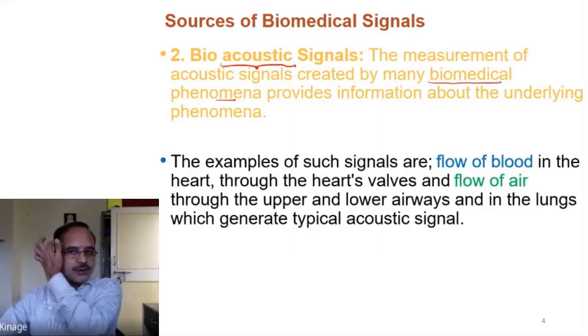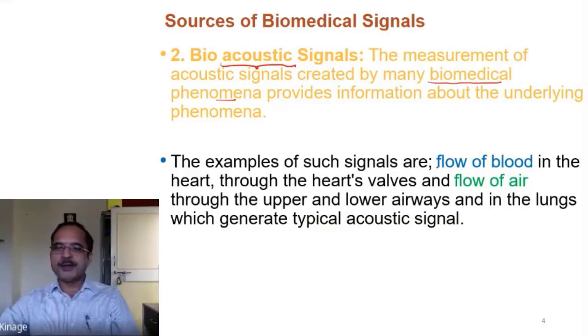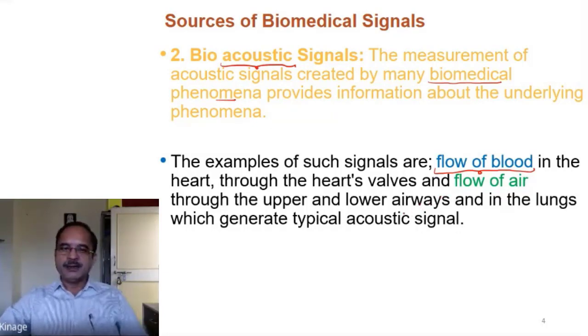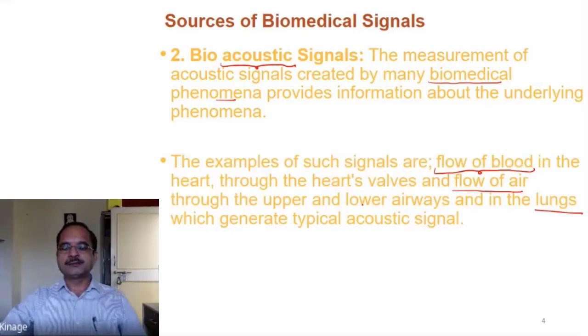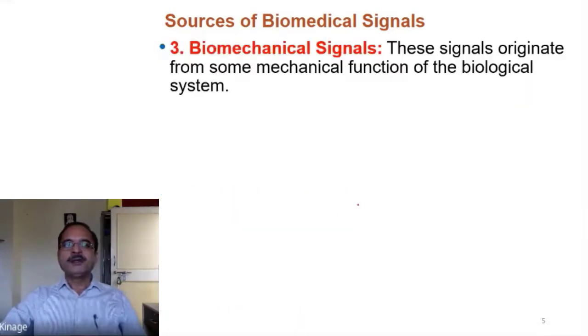Now this type of sound is produced because of the flow of blood which happens in case of heart activity, or in case of breathing, we inhale and exhale air using our lungs. So the activity of lungs and this breathing technique produces sound signal because of the flow of air. So this is also an example of bioacoustic signals. Okay. Then next, biomechanical signals.